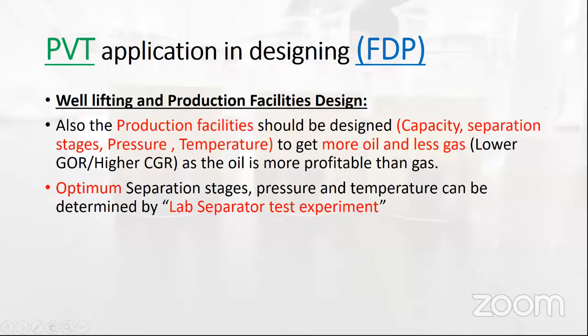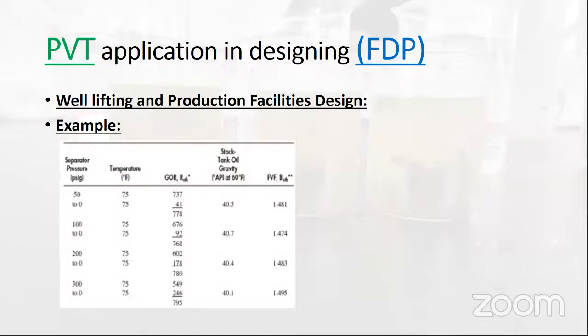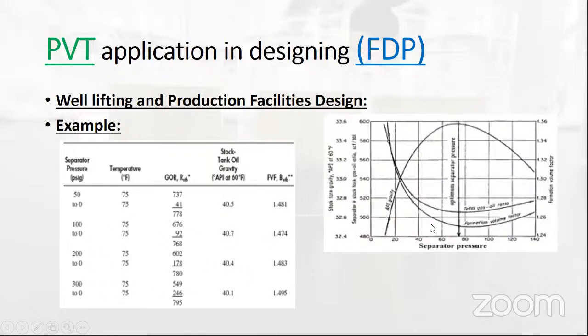To determine the optimum separation stages, pressure, and temperature, these operations can be simulated by the lab separator test experiment. For example, we did this experiment for an oil. We tried four conditions for the separator. For separation, we have two stages: from the well to 50, then from 50 to zero, or from the well to 100, then from 100 to zero, or from 200 to zero, or from 300 to zero. Then we plotted the API, the GOR, and the formation volume factor.